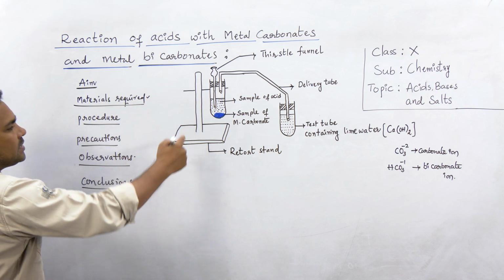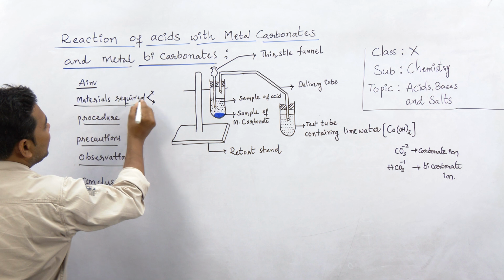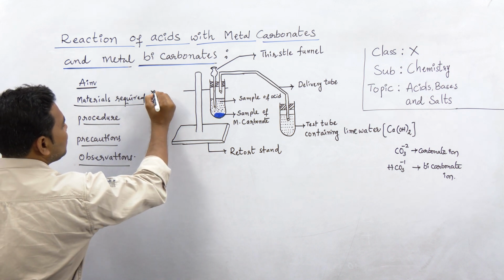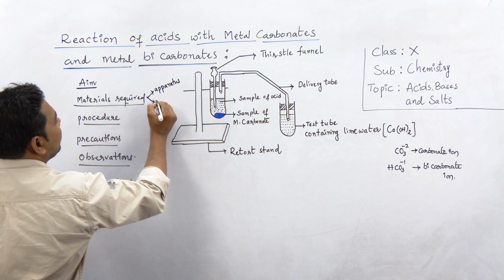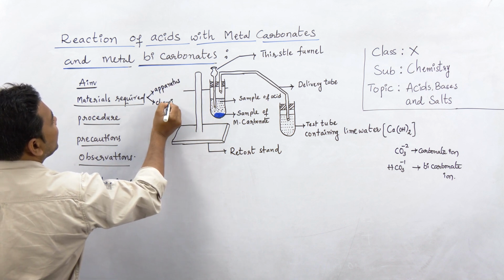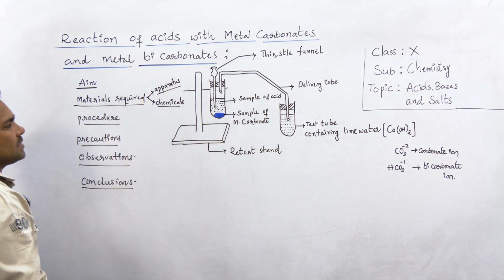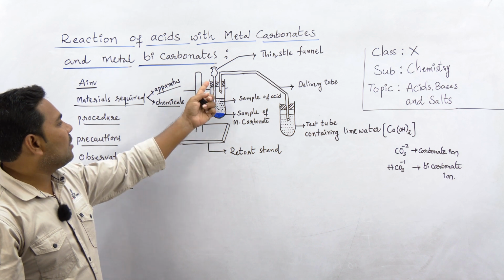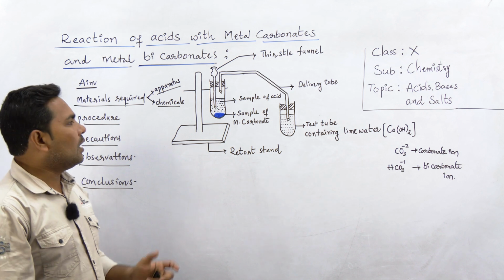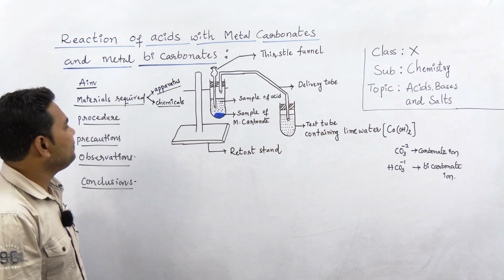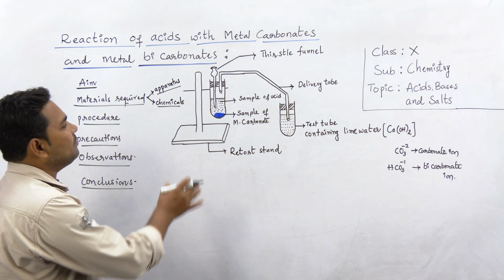What materials are required? You can see all the materials required. I told you in the previous videos, materials required are divided into two types: apparatus required, and chemicals required. So here is a stand, test tube, rubber cork, thistle funnel, delivery tube, and this another test tube. This all comes under apparatus needed, the retort stand, etc. What chemicals are needed here? You see, we need at least three types of chemicals to conduct this experiment.